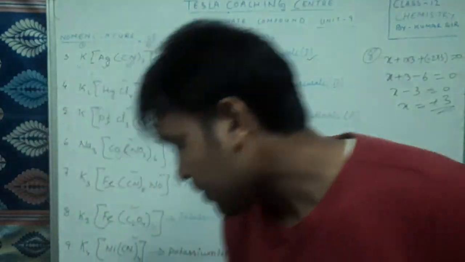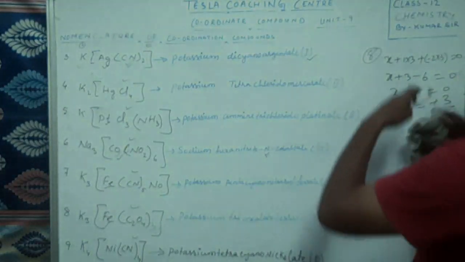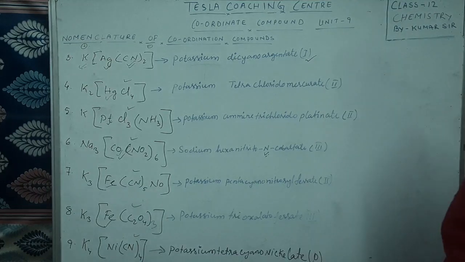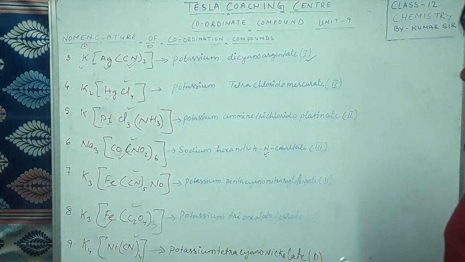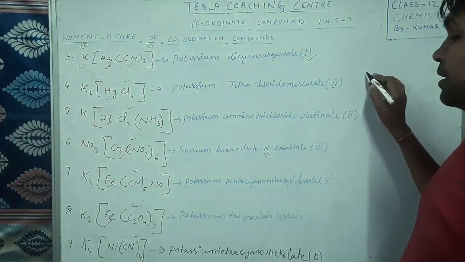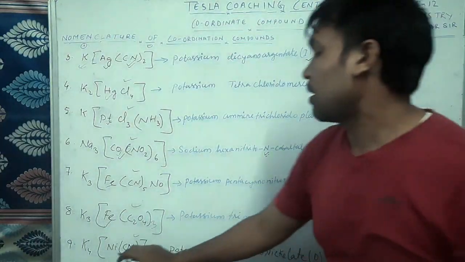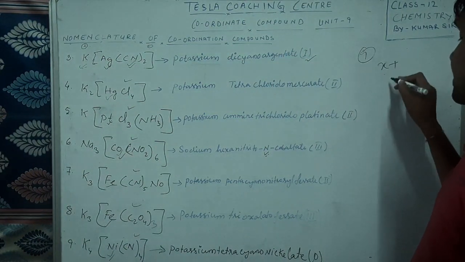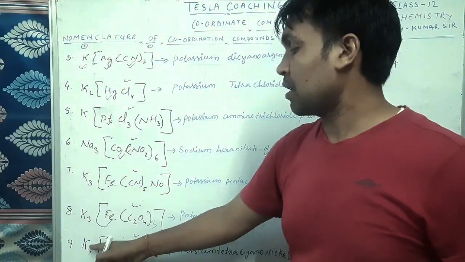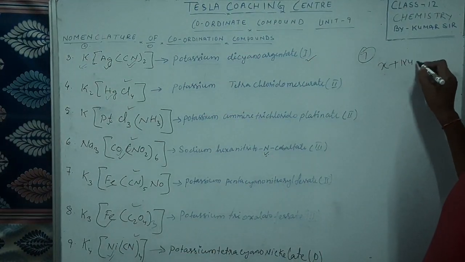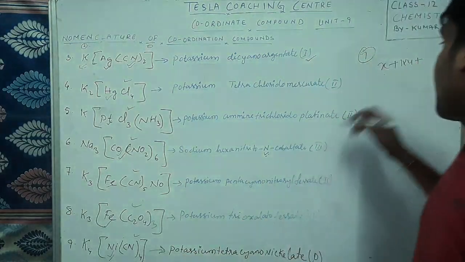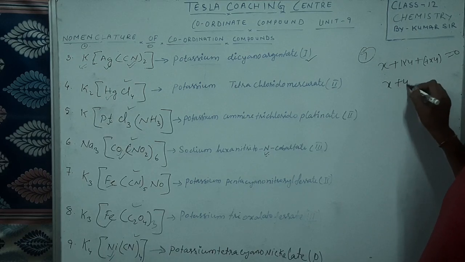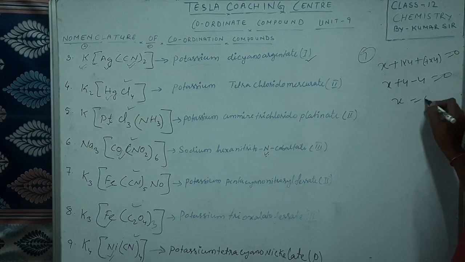Okay, now coming to question number 9. So question number 9, students, you can see it here. We will assume again that our central atom is nickel. The oxidation number of nickel we are assuming as X, and the potassium oxidation number is how much? Plus 1 into 4, plus cyanide, it is how much? Minus 1. Minus 1 into 4 equal to 0. So X plus 4 minus 4 equal to 0. So X equal to 0.